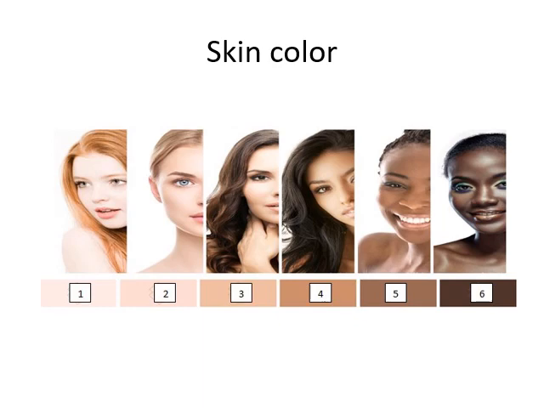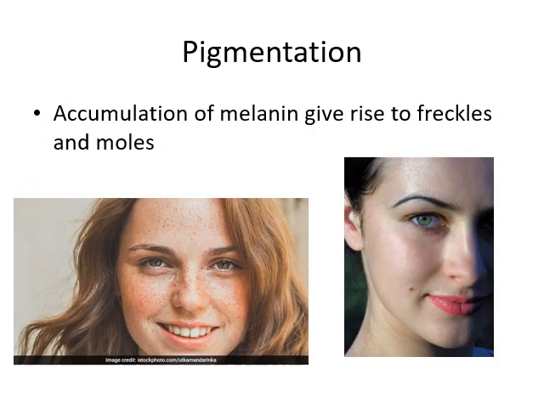Now if you look at this, you see the different ranges or the difference in skin color. Skin color basically depends on the amount of melanin that is produced by the melanocytes. Skin color is determined by your genes and also how much sun exposure you are getting. Now accumulation of melanin can give rise to what we call freckles or moles. Okay, and here these are freckles and this is a mole.